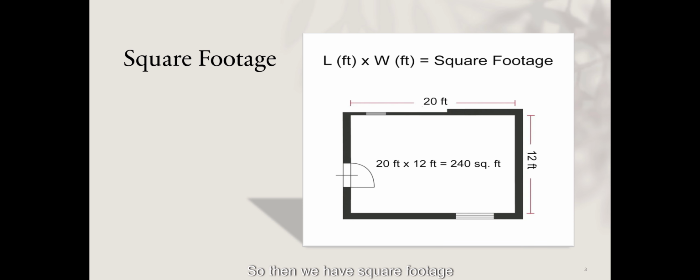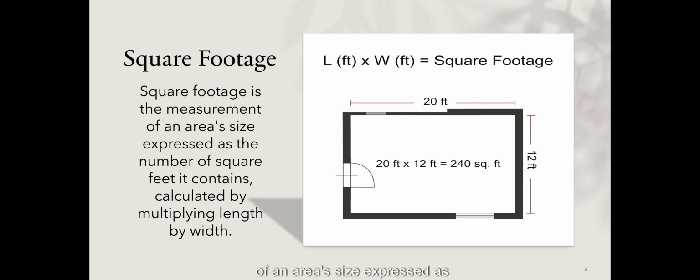So then we have square footage. Square footage is the measurement of an area's size expressed as the number of square feet it contains, calculated by multiplying length by width. So real simple, we will get the value of one side of the room, and we'll get the value of another side of the wall there. In this case, we have 20 on one side and 12 on the other. We multiply 20 by 12, and that gives us 240 square feet for that space. Real simple. We can calculate multiple rooms, and we can then add them all up to get the total square footage for that space.